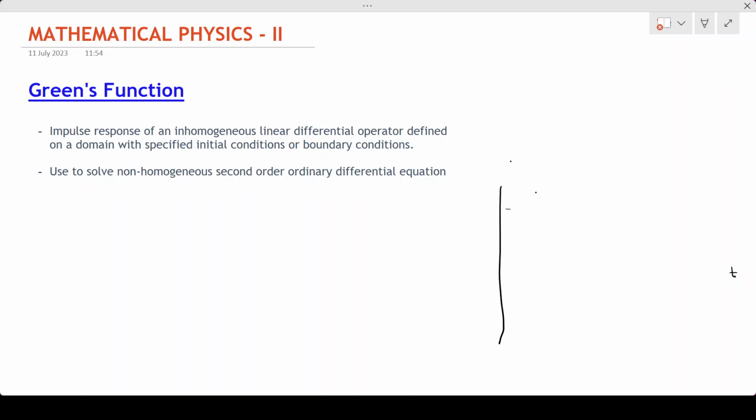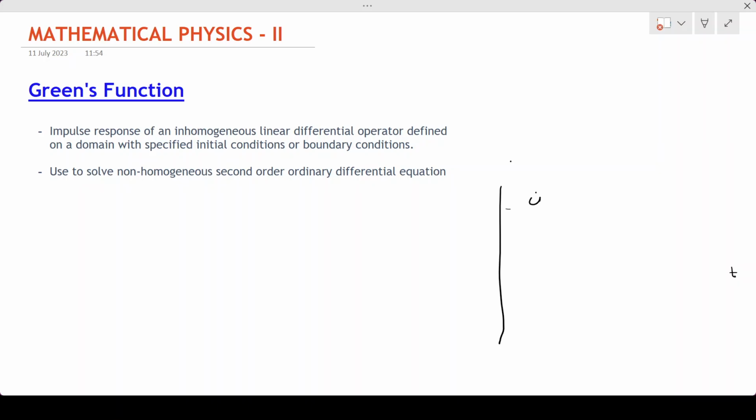Green's function is a function which is used to solve a non-homogeneous second order ordinary differential equation, and Green's function is treated as an impulse response of an inhomogeneous linear differential operator which is defined on specified initial conditions or boundary conditions. First of all, we see what homogeneous and non-homogeneous differential equations mean.